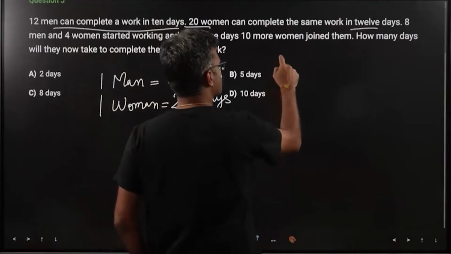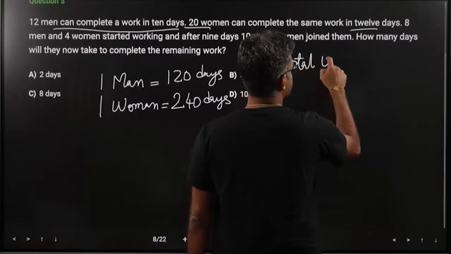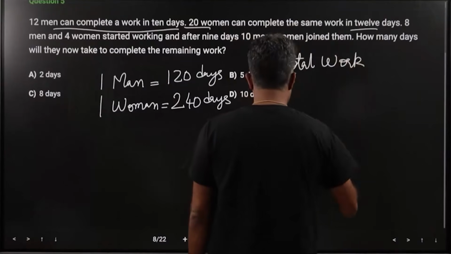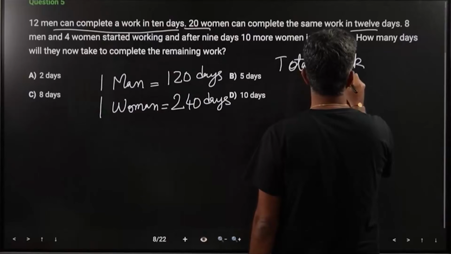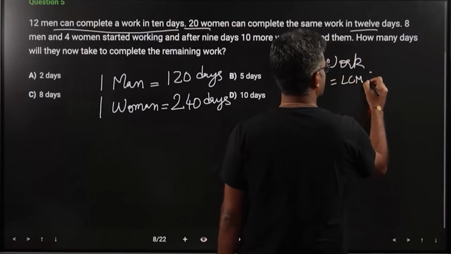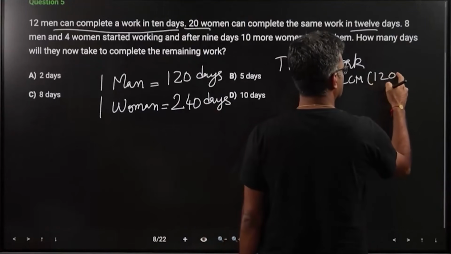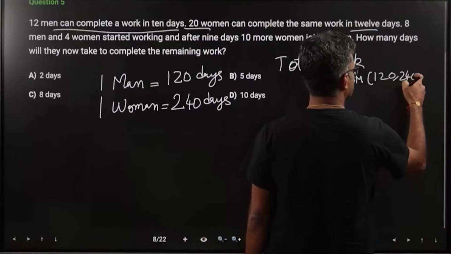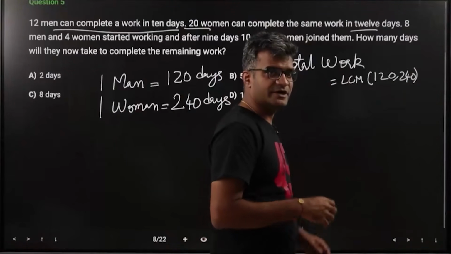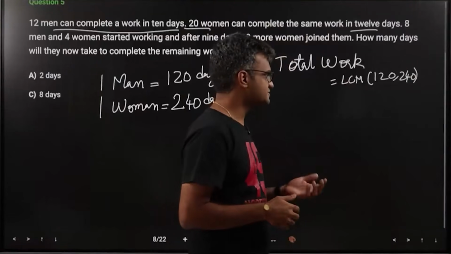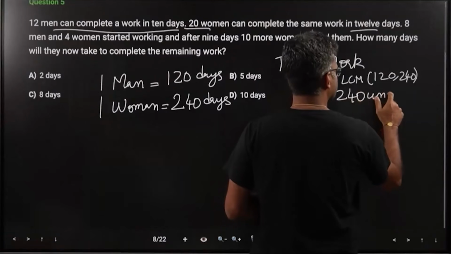So here we'll assume that the total work that needs to be done is the least common multiple of 120 and 240. You can assume this total work to be any number. But if you assume this to be the least common multiple, many of the calculations become easy. So this would be, say, 240 units. That we are assuming is the total work that needs to be done.